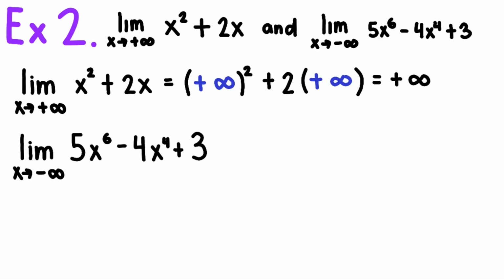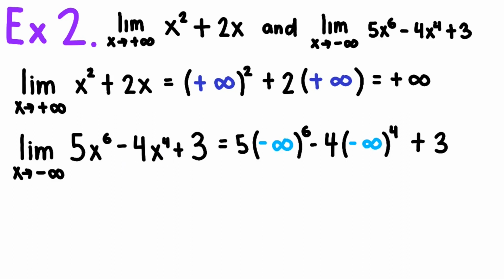So we have here again the limit of 5x raised to 6 minus 4x raised to 4 plus 3 as x approaches negative infinity. If we try to plug in negative infinity in this function, we'll have this. And take note that if we raise a number, whatever that is, to an even exponent, we can basically remove the negative sign out here. So we remove this as well. And then if we multiply to a constant, we'll just have infinity out here.